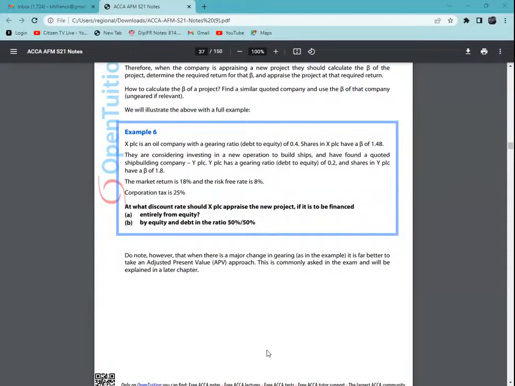Now, ladies and gentlemen, we have a corporation tax rate of 25%. So what discount rate should XPLC use to appraise the new project if it is to be financed, A, entirely from equity, and B, equity and debt in the ratio of 50-50? So let's agree one thing. Should I do this question directly, or I give you 1, 2, 3 minutes to try the question yourselves?